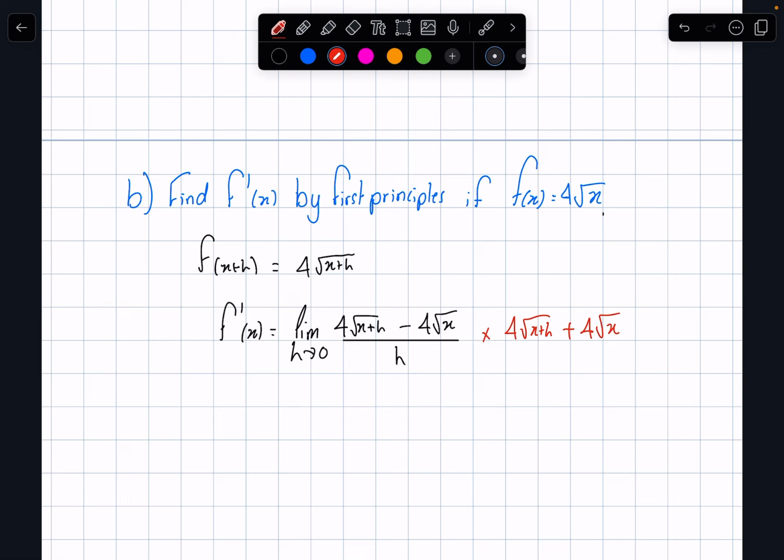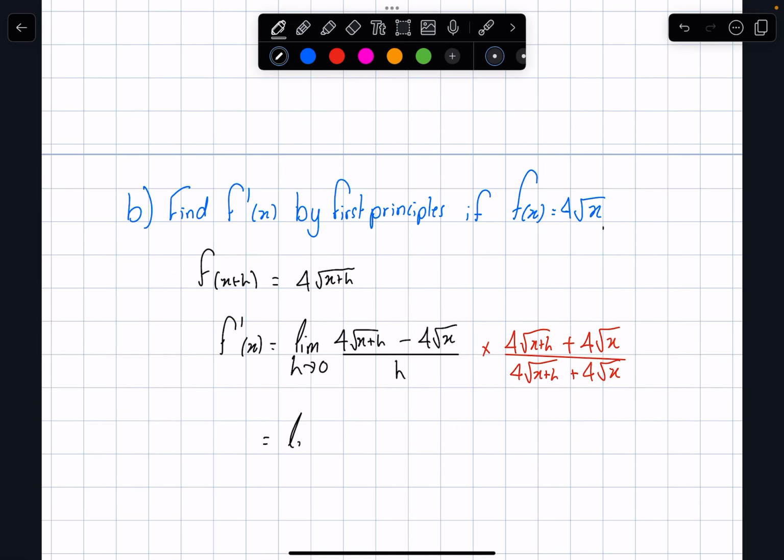So you can see my minus has turned to a plus. And I'm also going to multiply the bottom by the same thing, because that ensures I'm not changing the value of my expression, I'm just multiplying by 1. Now on the top, we can see that I've got a difference of 2 squares expansion that I can do.